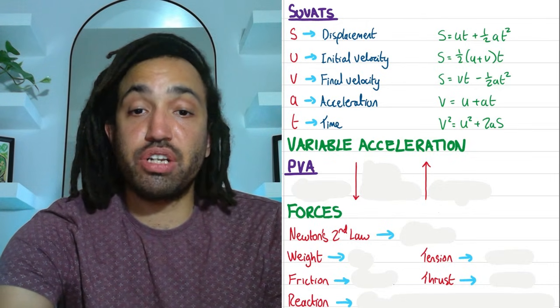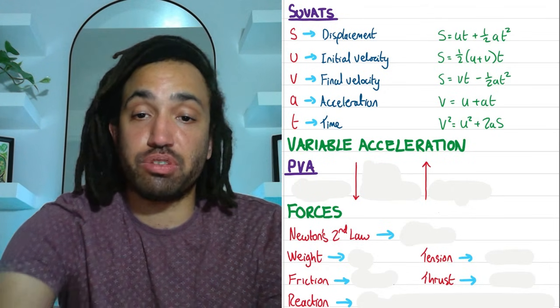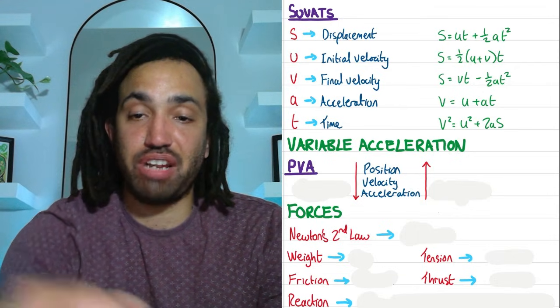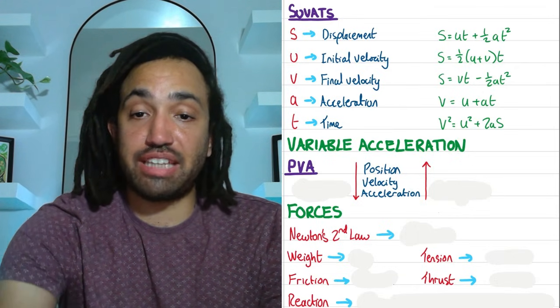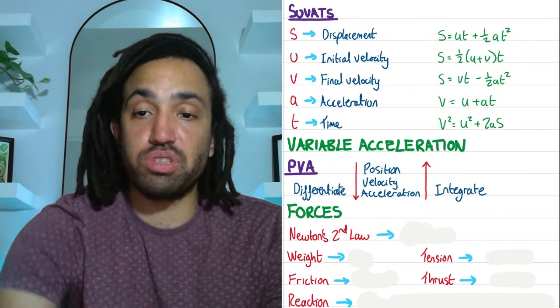Variable acceleration, PVA. Patrick Van Aanholt is how I remember that, Crystal Palace left back. What does it stand for? Position, velocity, acceleration. And if you put them in that order, then you can differentiate down, and you can, of course, integrate up.